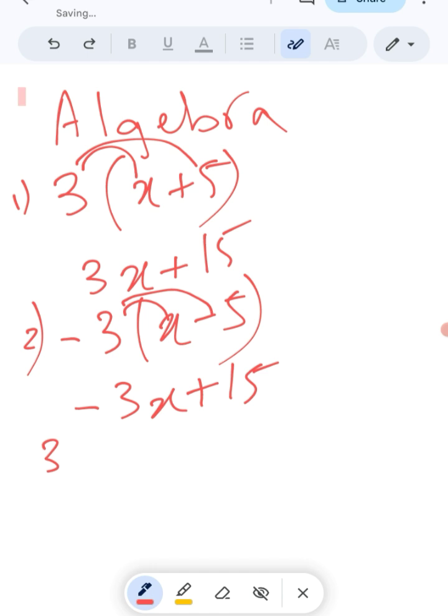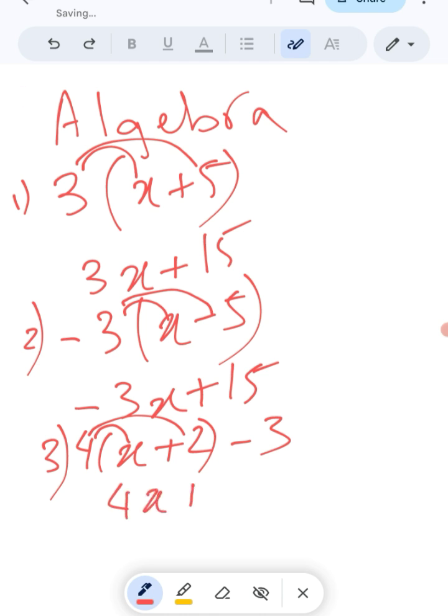Okay, third question. Let's say we are having x plus 2 multiplied by 4 and a minus 3 is also here. So first 4 multiplied by x and then 4 multiplied by 2. It becomes 4x plus 4 2s are 8 minus 3. Now 4x plus 5 is your answer. You cannot add these two terms because one has an x and one is a constant. That's why.